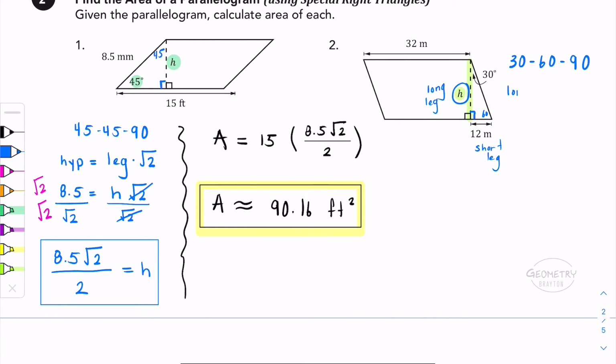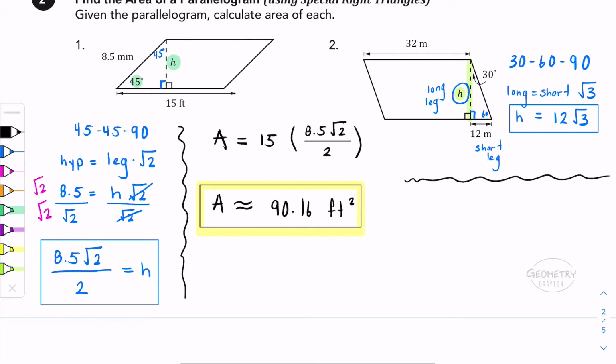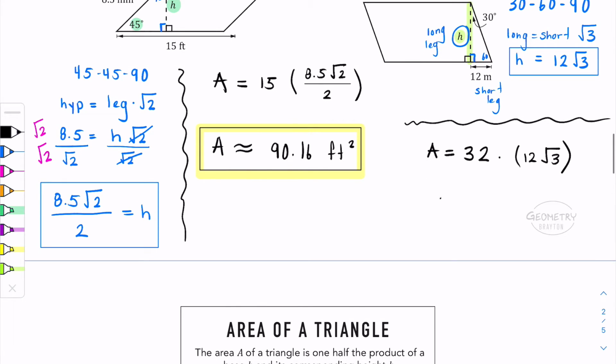So I can use the formula that says the long leg is equal to the short leg times the square root of 3. The long leg is represented with h, the short leg is 12, times the square root of 3. And that right there is the height of your parallelogram. So once we find the height of the parallelogram, we can use the area formula, which is the base of 32 times the height that we just found, 12 times the square root of 3. When I substitute this into my calculator, I get approximately 665.11 square meters.